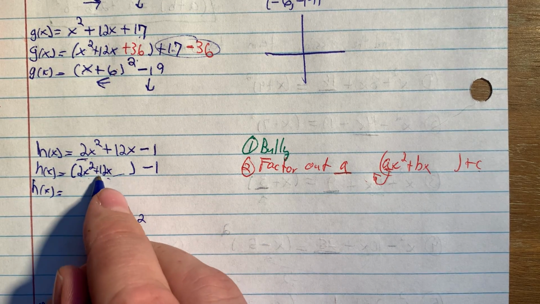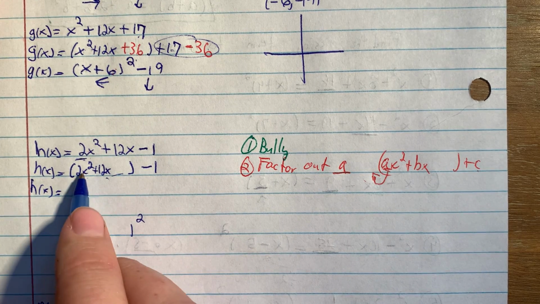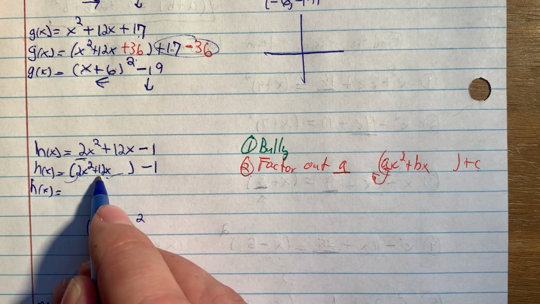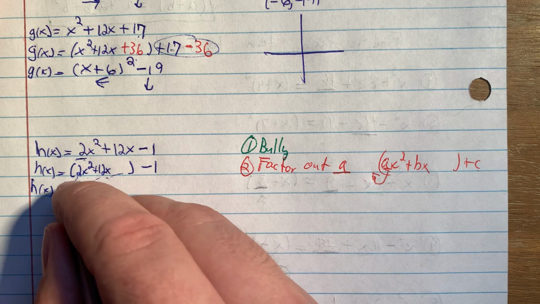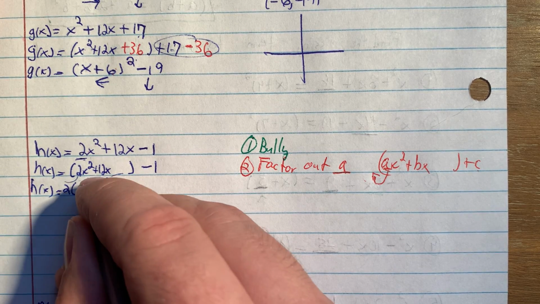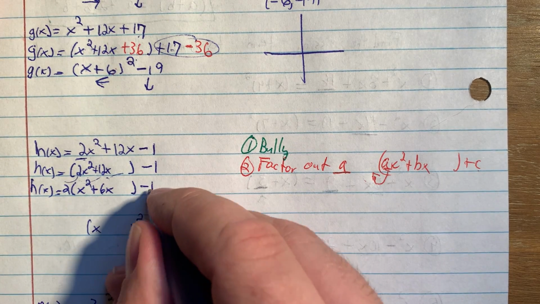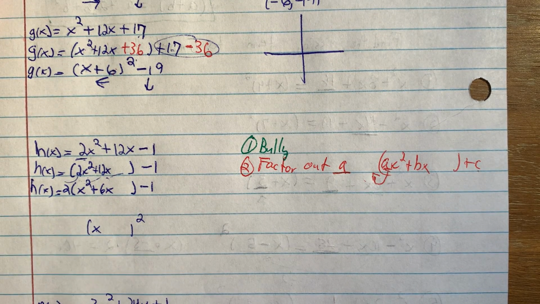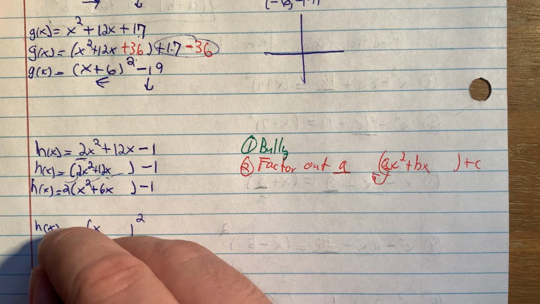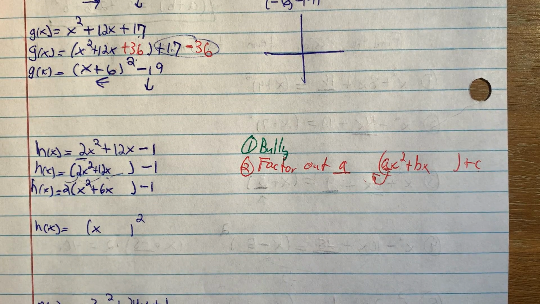We're not factoring out the common factor. We're not factoring out the GCF. The GCF is actually 2x, but we just want to factor out the 2. We're just factoring out the coefficient. So 2 times x squared plus 6x minus 1. And now I can tell what square binomial it's going to be. So now all the other steps are going to be the same.